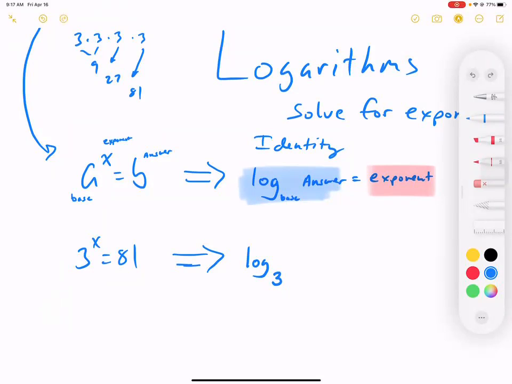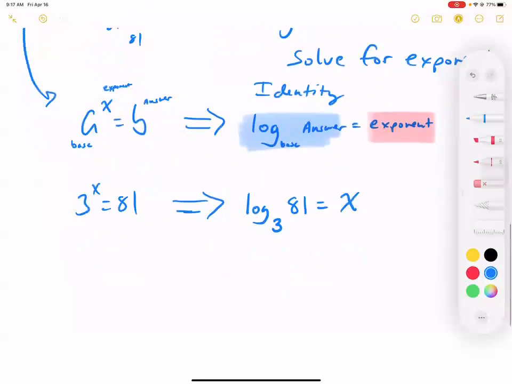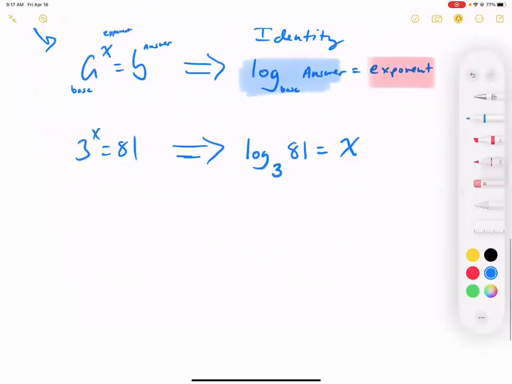And then we're not going to write x. We're going to write log base 3 of 81 is equal to, log solves for what? Logs solve for exponents. So this has to equal my exponent here. We're going to come back to this in a little bit, but let's go ahead and give you some more to rewrite.